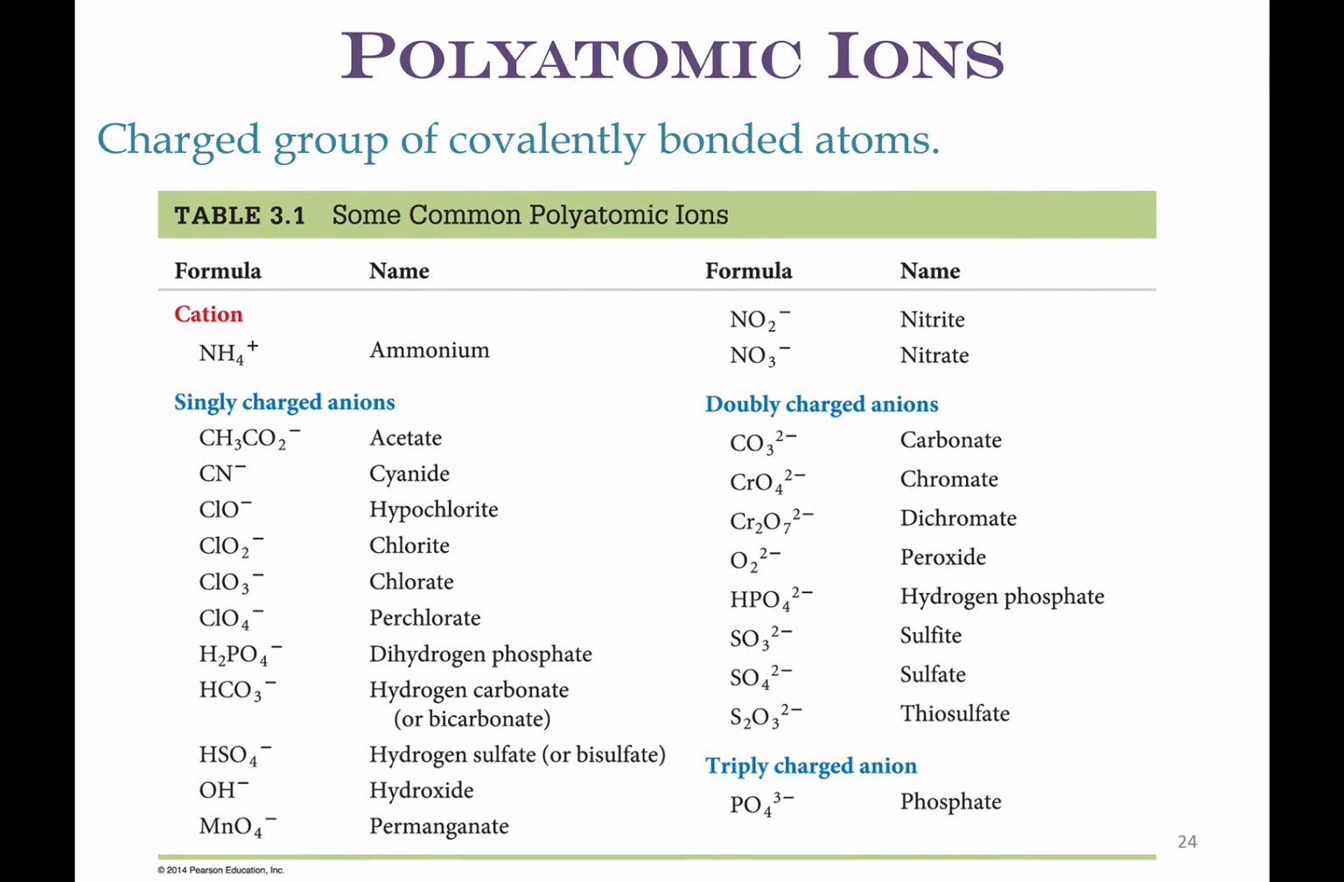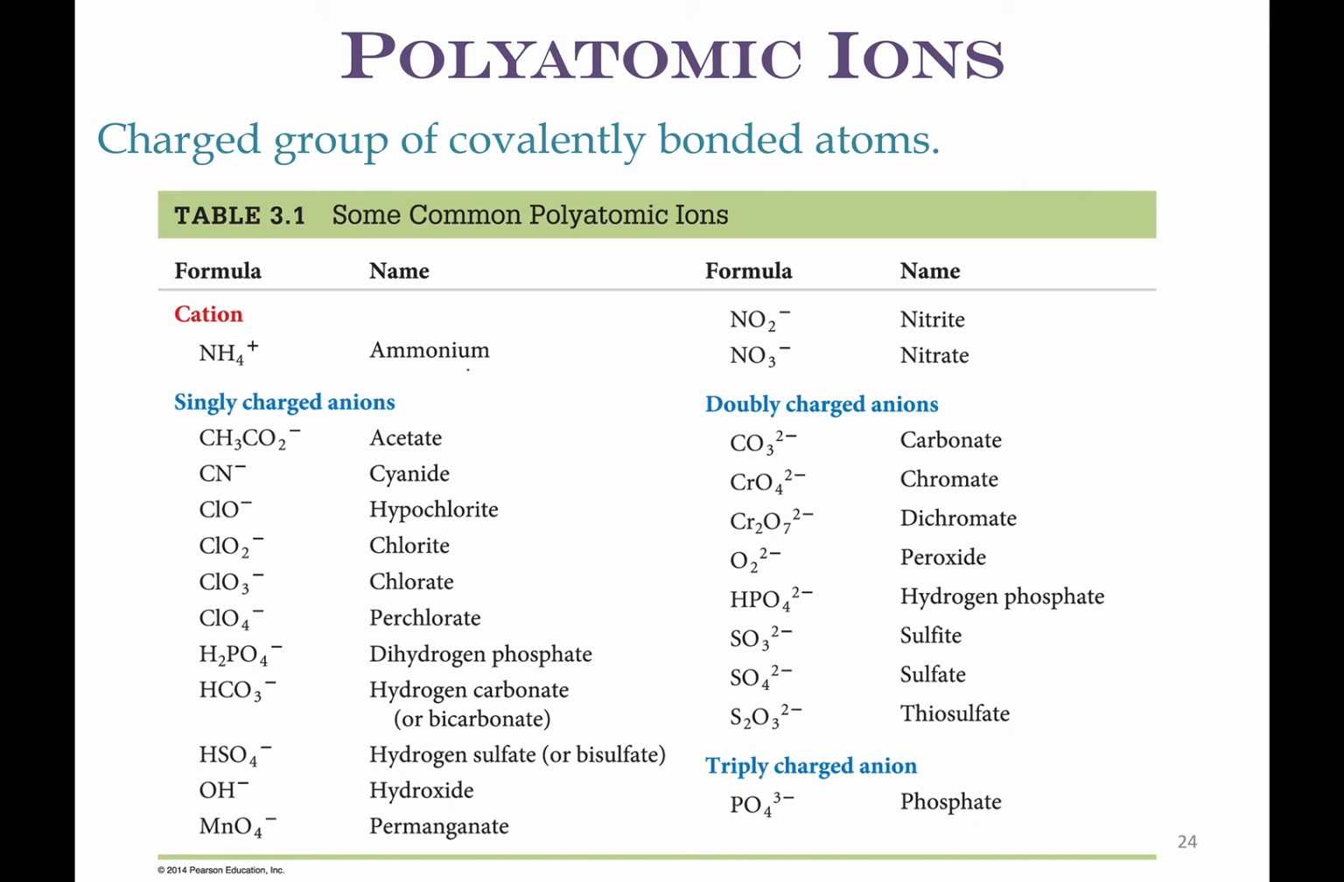Polyatomic ions. Polyatomic ions are where we have a group of covalently bonded atoms that entirely act together as a group and have a total positive or negative charge on that group of atoms. In this class, unless we see a decomposition, we're not going to see these break apart, so we can keep them together as little units.